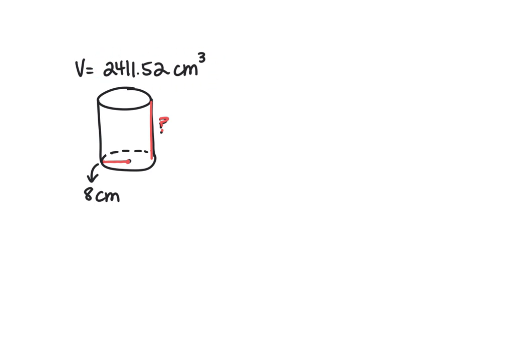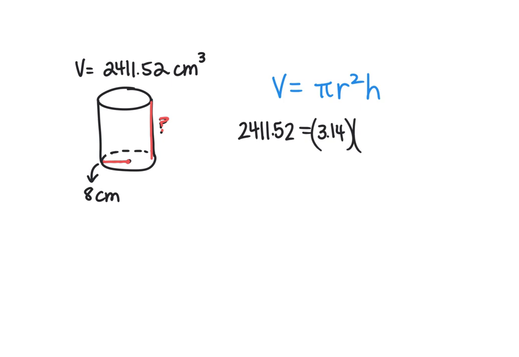So we want to see if we can work backwards to figure out what was the height. Okay, so the first thing I like to do is write down the volume formula. So my volume formula for a cylinder is I do the area of the base, which is pi r squared, because it's a circular base, times the height. Now I'm going to fill in what I know. So I know the volume is 2,411.52. I'm going to fill that in where the V is, because that's my volume. 2411.52 equals, I know pi, which is 3.14. I know my radius, which is 8, and I'm going to have to square it. And then my height, I don't know, so I'll just keep that as an h.